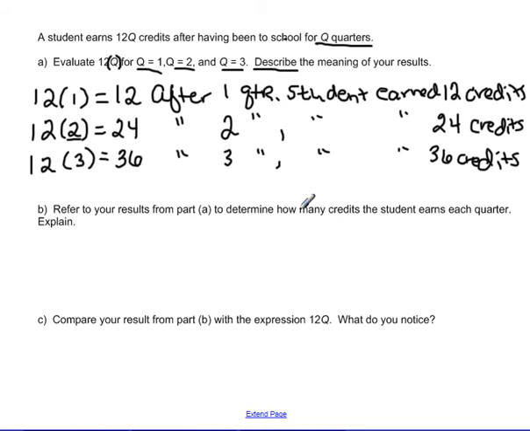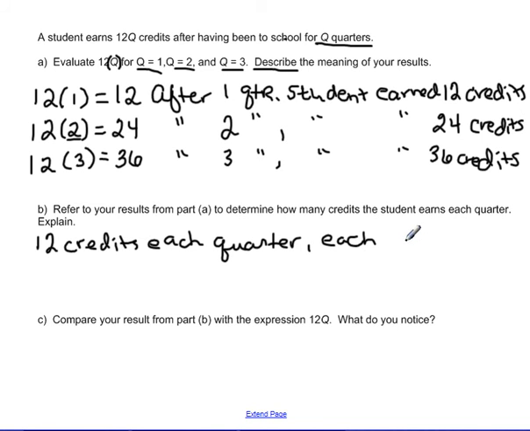Now let's refer to these results to determine how many credits the student earns each quarter. Well, if we look at this, we can see that each quarter the student is adding another 12 credits. That must mean that they're earning 12 credits each quarter. So 12 credits each quarter. And how do we know that? Because each quarter they've got 12 more credits than they did the previous quarter. Okay, so each quarter has 12 more credits than the previous.